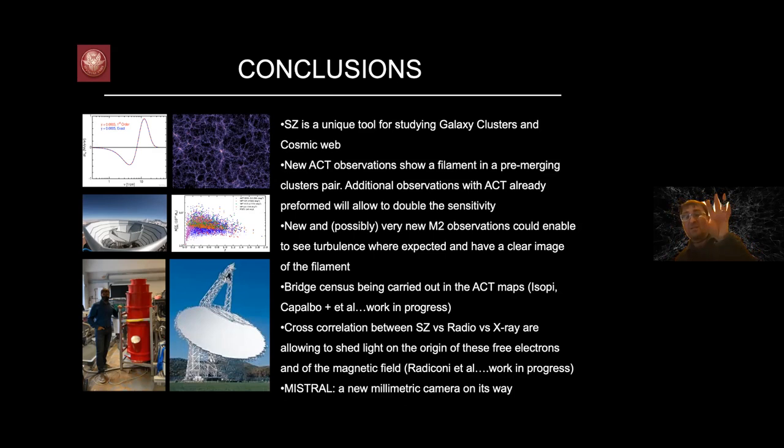So we targeted this cluster pair, and we have an amount of data which will allow us to double the sensitivity with 1.65 arc minutes angular resolution. The new MUSTANG-2 data, and possibly the very new MUSTANG data, could allow us to see turbulence in this bridge and have a clear image of the filament. We have carried out many other works within this, let's call it, bridge collaboration. We carried out a bridge census with a lot of cluster pairs in the ACT map, stacking them and seeing how it works.